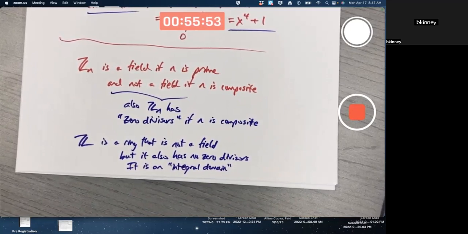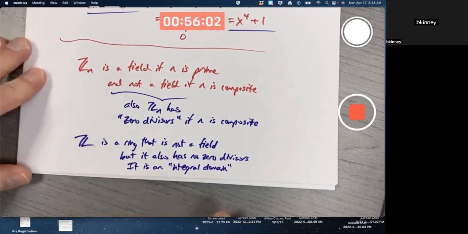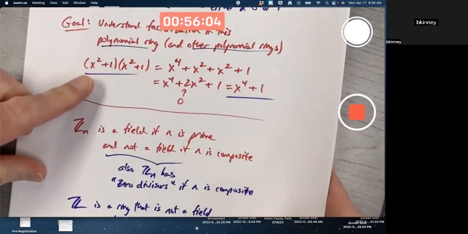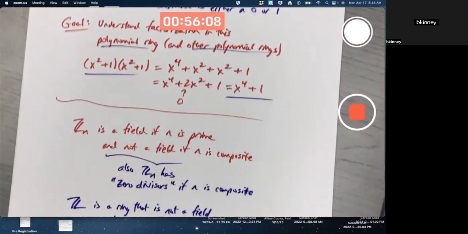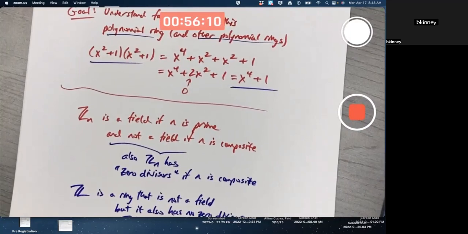Okay. One thing I didn't mention today was what it means for one ring element to divide another. That's related to factorization. x squared plus 1 divides x to the fourth plus 1 in that ring, for example. You can make sure you read about that.